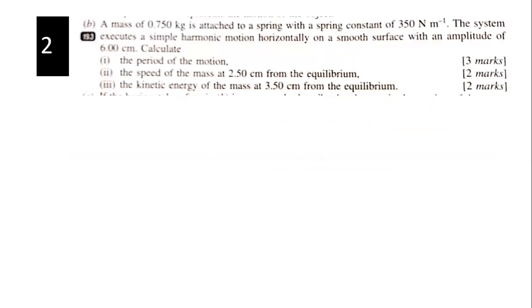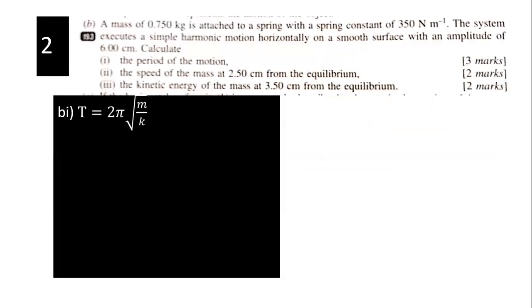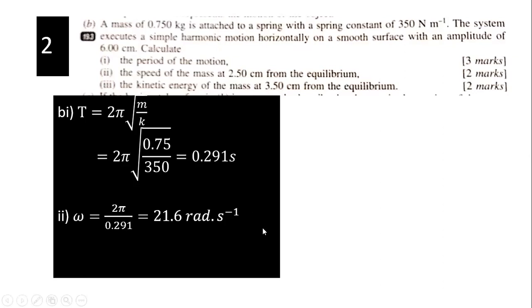Calculate the speed of the mass at 2.5 cm from equilibrium. You can see that they want you to remember the equation. Oh, calculate the period first. Calculate the period. First, you use the general equation to calculate the period. Your mass is given, that's your mass. That's your spring constant. So that's your period.